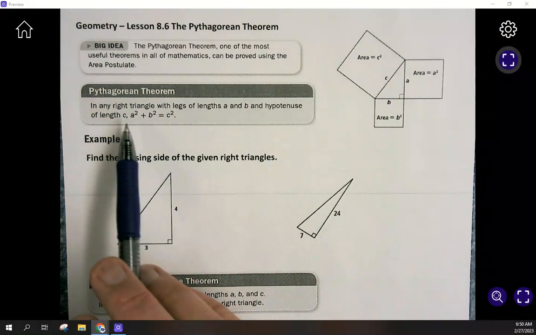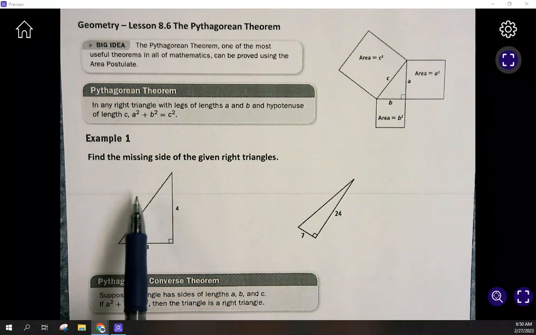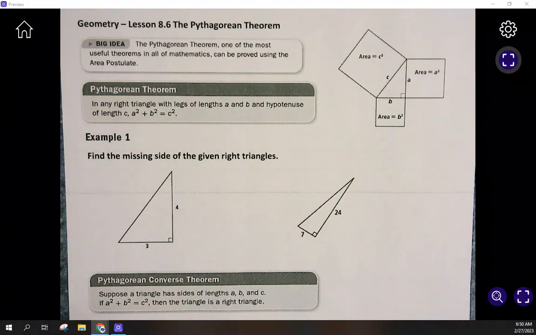And the hypotenuse is always c, and that's the most important part of this formula. Across from the 90, the longest side of a right triangle, called your hypotenuse, that is always going to be represented by c here in the Pythagorean theorem.